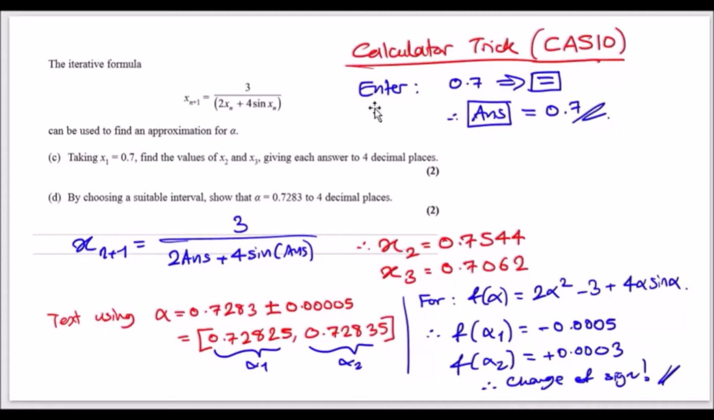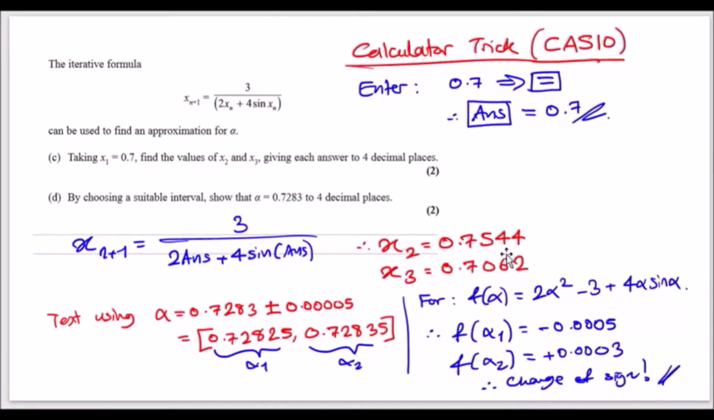So what I would do is firstly put the value they want, put 0.7 in the calculator and press equals. Now your calculator is going to record this as an answer of 0.7. So what I want you to do now is copy this expression as I did here and write 3 over 2 times answer plus 4 sin bracket answer. This works with Casio calculators, and I'm sure it works with Texas and other brands. Anyway, press equals once and don't delete anything.